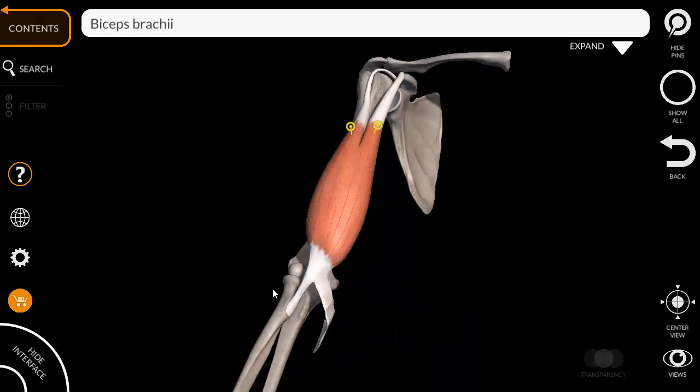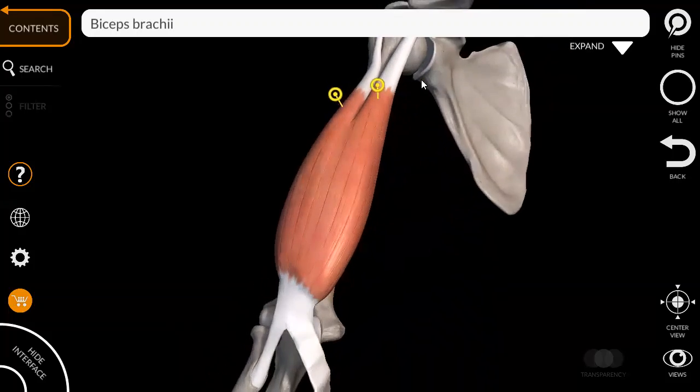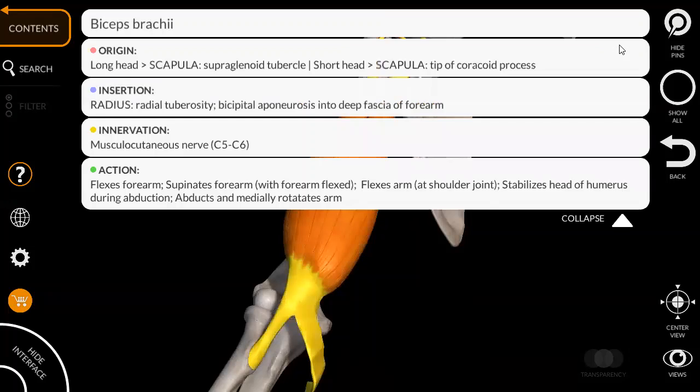If you look closely, you might see that it originates at the coracoid process here. This is called the coracoid process, and it has another origin: the supraglenoid tubercle. The glenoid is like a socket of your shoulder.